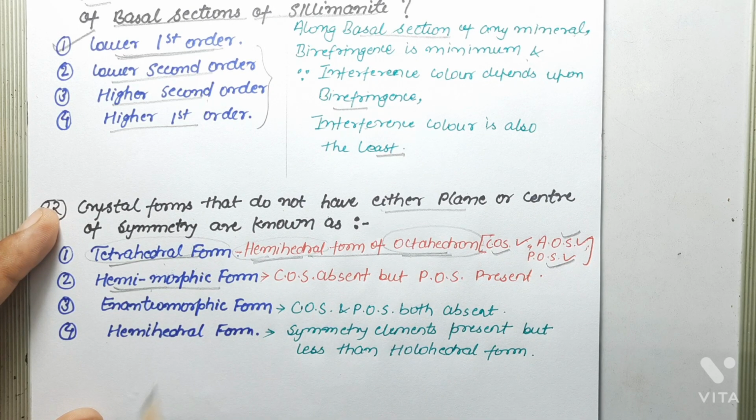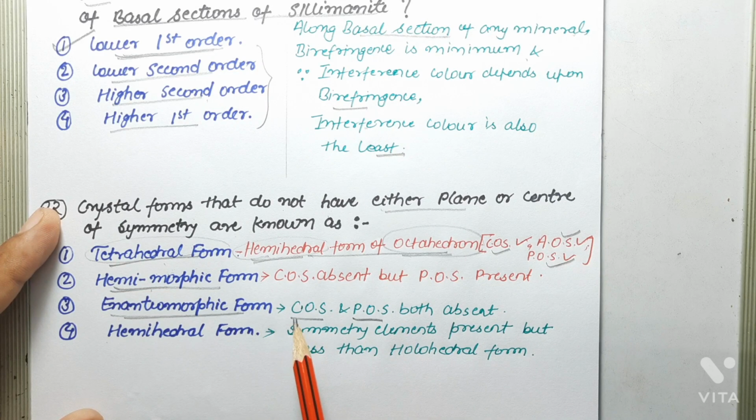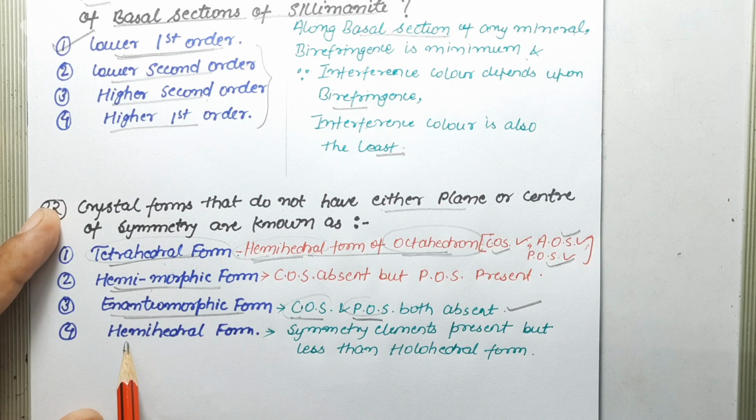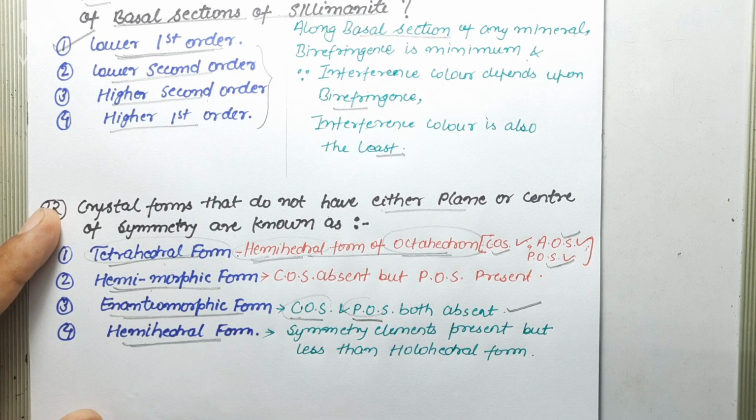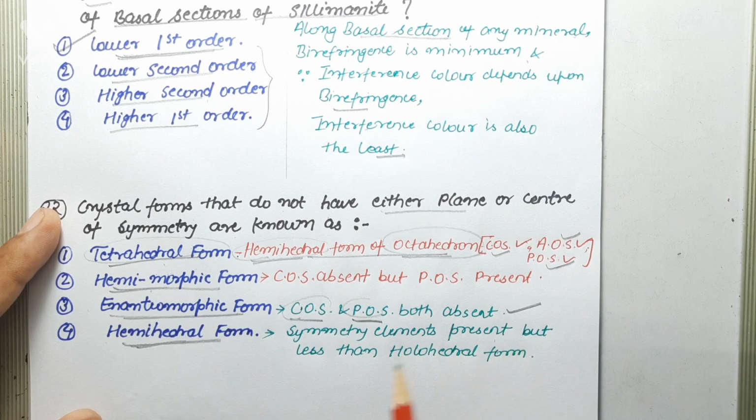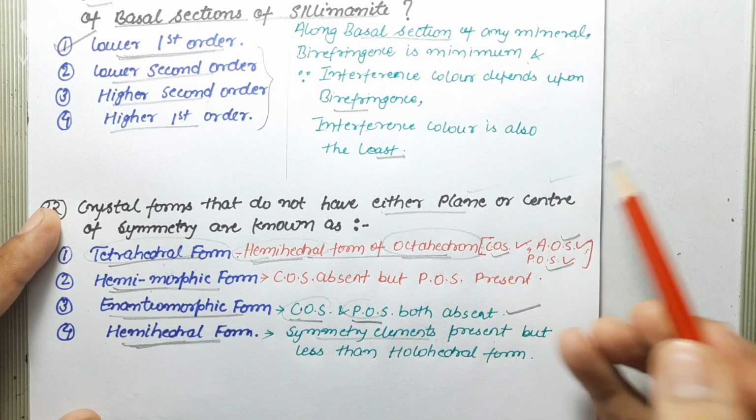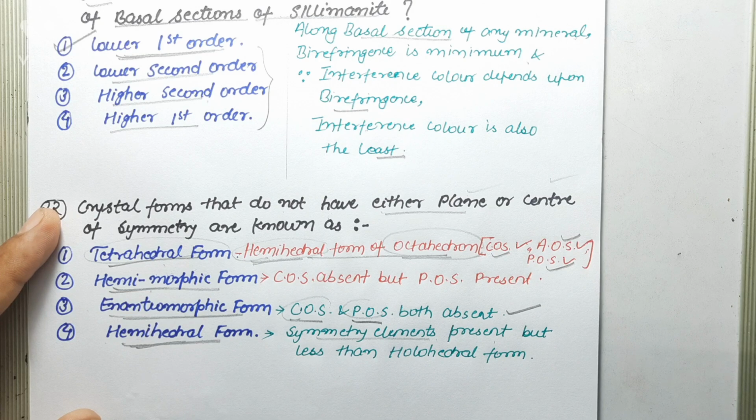Okay, enantiomorphic forms are the forms that do not have either center of symmetry or plane of symmetry. That is, center of symmetry and plane of symmetry both are absent in case of enantiomorphic form. Okay. Next is hemihedral form. Hemihedral form have just the half number of faces as compared to holohedral form, and in the hemihedral form symmetry elements are present but less than holohedral form, and since symmetry elements are present, so plane of symmetry and center of symmetry are also present. So as far as the question is concerned, enantiomorphic form is the correct answer.